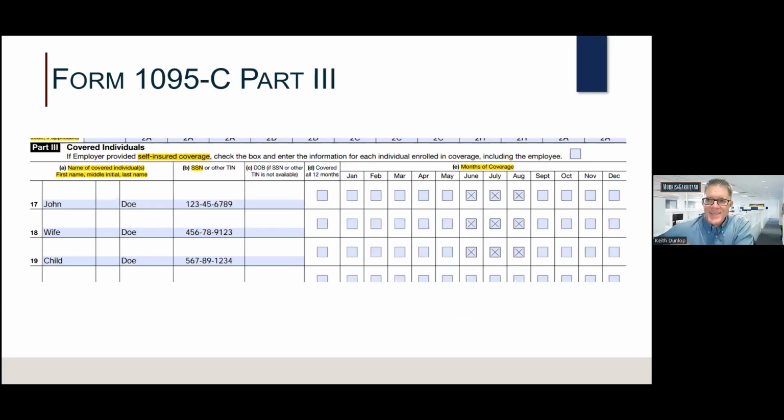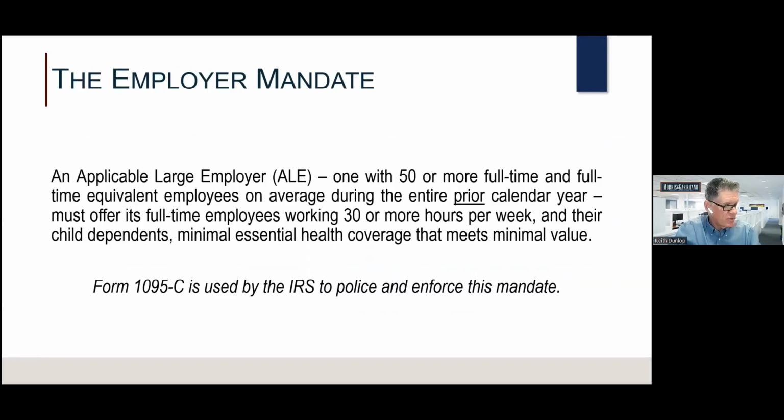Part 3 of the 1095-C only applies to employers that are self-insured. If you have a self-insured or balance-funded plan, you have to provide the IRS with the names of the family members that are also covered under the plan and which months they are covered. If you are fully insured, that section is not completed.